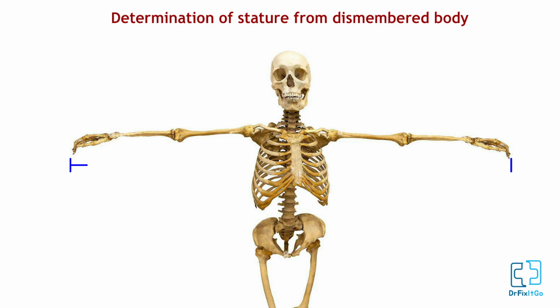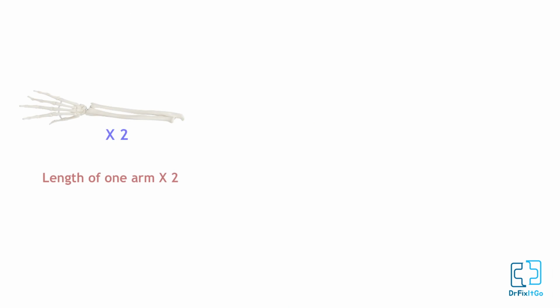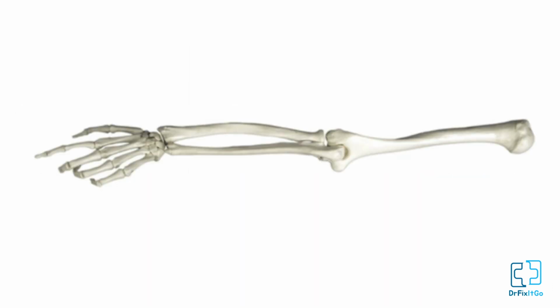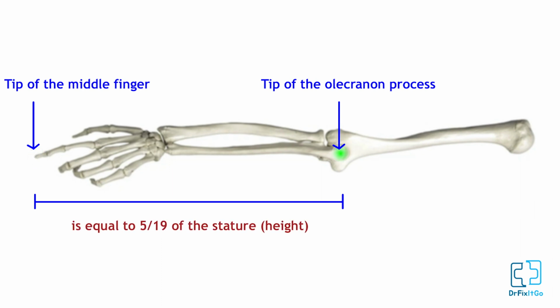Determination of stature from dismembered body. The length from the tip of the middle finger to the tip of the opposite middle finger, when arms are fully extended, closely equals the height. Twice the length of one arm with 30 cm added for 2 clavicles and 4 cm for the sternum is equal to the height. The length of forearm measured from tip of olecranon process to tip of the middle finger is equal to 5/19 of the stature.